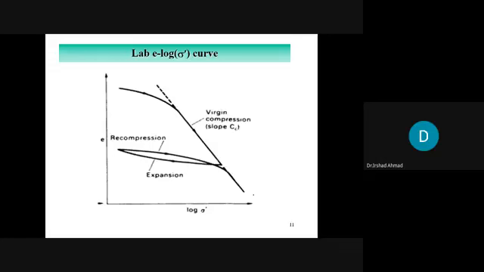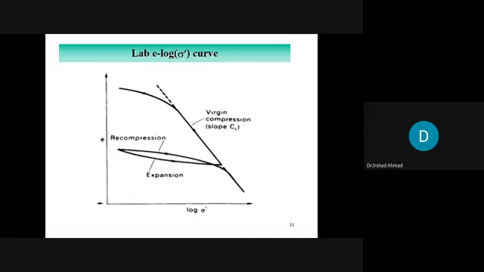So the important thing here to note is this: the recompression curve is not a straight line, rather a curve, and when it reaches the same stress level, it becomes linear, right? So whenever you are recompressing a soil specimen to the same stress level, its behavior would be in the form of a curve, not a straight line.